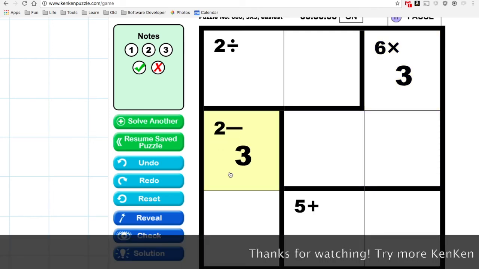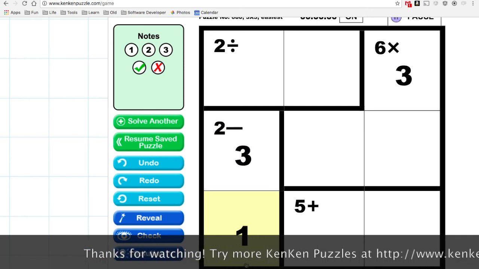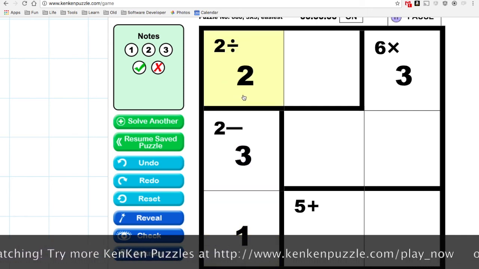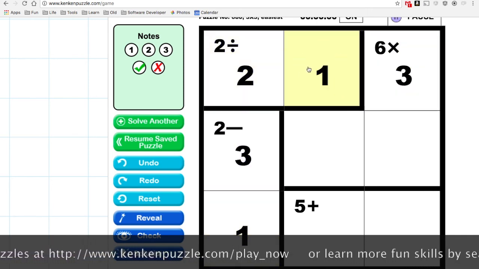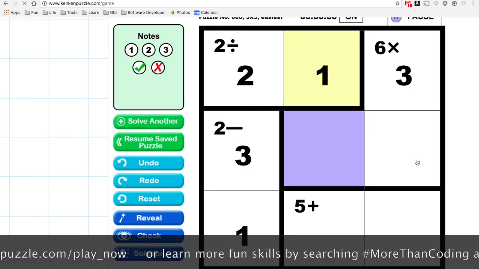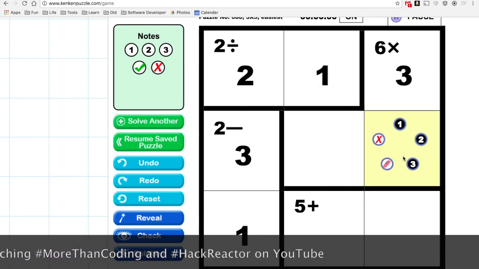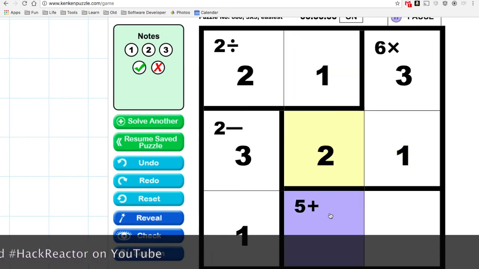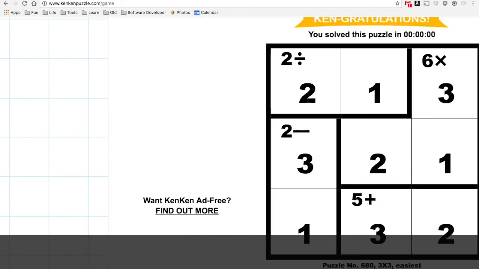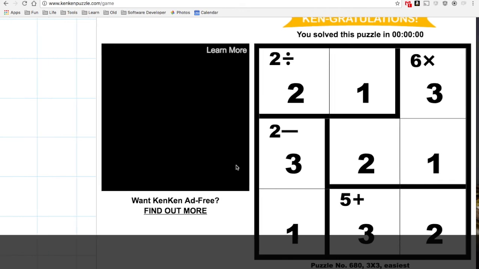Well, 3 minus what gives us 2? Well, 3 minus 1 gives us 2. If 3 and 1 are used in this column, then 2 must be the number that we use here. 2 and 3 are used in this row, so 1 is what we have left over. Now in this row, can we figure it out? Well, we need to use 2 and 1. 1 can't go here, so 1 must go here, so 2 goes here. Perfect. 1, 2, and 3 still needs to be used in that column, and in this row, we still need to use 2. Perfect, so we solved our first KenKen puzzle together.